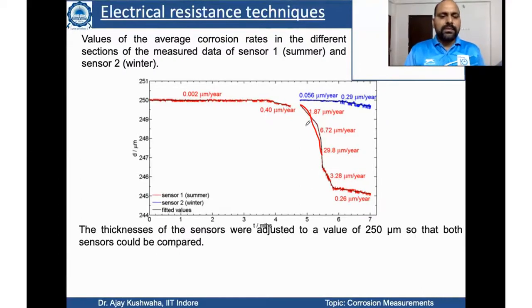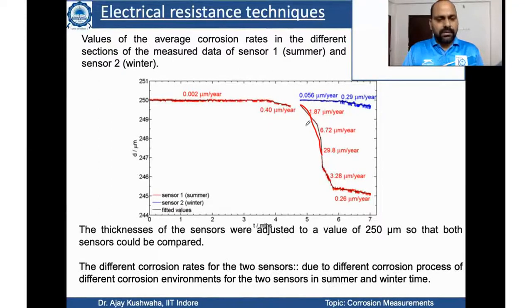The thickness of the sensors was adjusted to the value of 250 micrometers so that both sensors could be compared, and they basically used a 250 micrometer thick sensor. So why did they achieve different corrosion rates? Because both sensors were not exposed in the same environment, they were exposed in different environments.